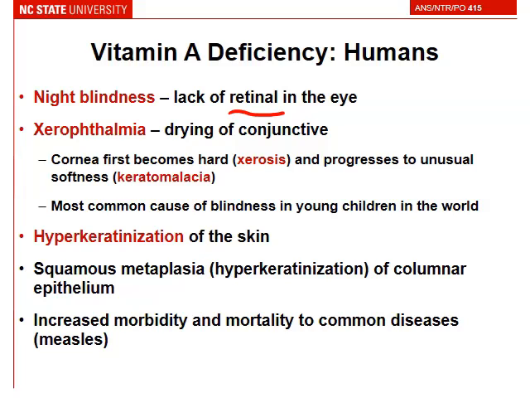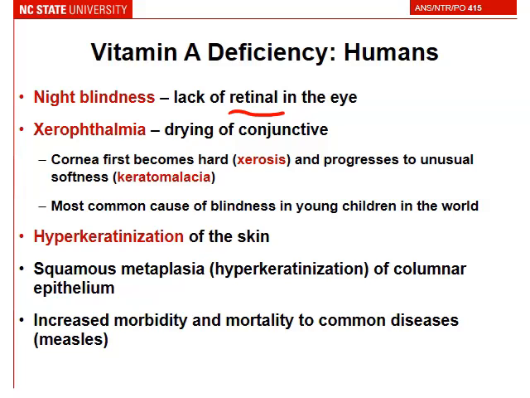So basically you end up having night blindness, and it's mainly at night where you actually need a lot more of the electrical impulse to be able to see. One of the more serious diseases is exophthalmia.